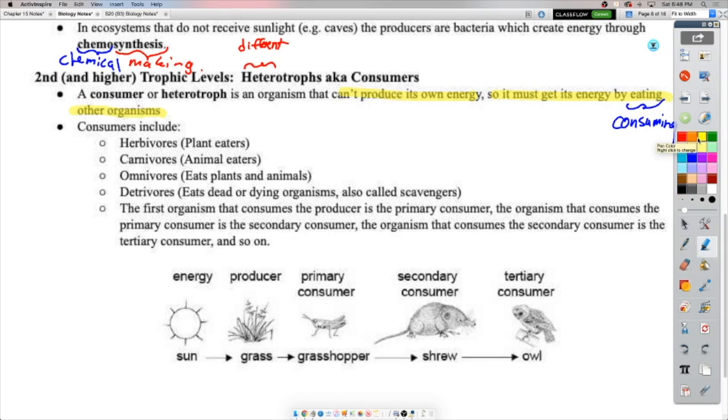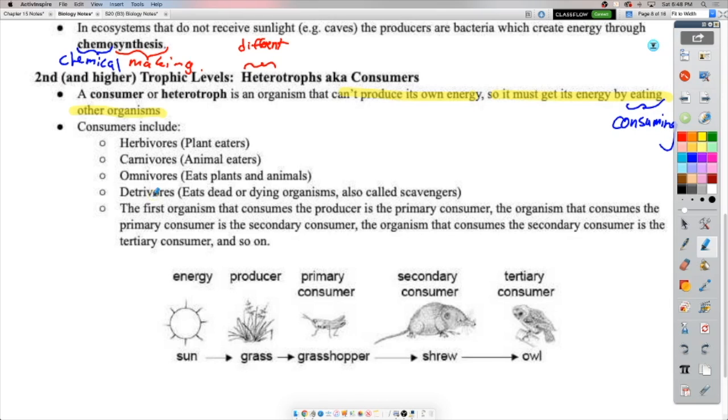So there are all kinds of consumers. There's herbivores, those are plant eaters, right? Carnivores, animal eaters only. Omnivores, which eat plants and animals, right? We are omnivores. Well, not all of us. Some of us are herbivores, okay? Detritivores eat dead things. So you can probably guess by now, vor means eat, right? And you'd be right. Okay, and then the beginning parts, herb means plant, carn means meat, omni means everything, detri means dead. All right, so the first organism that consumes the producer is called the primary consumer.